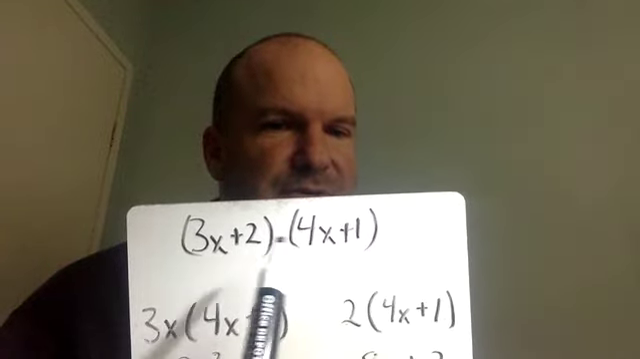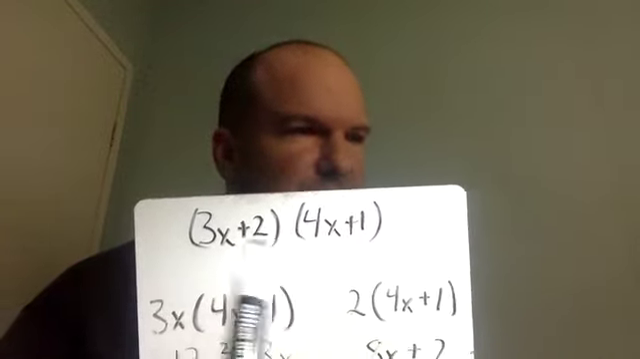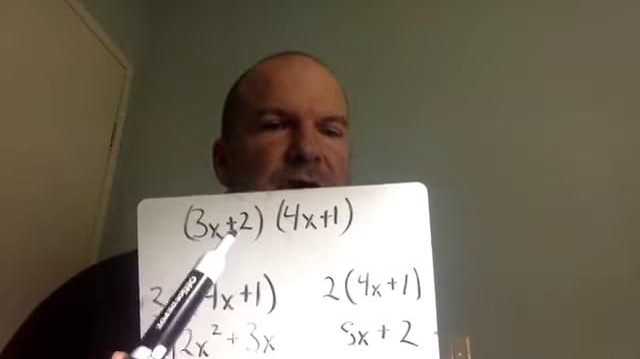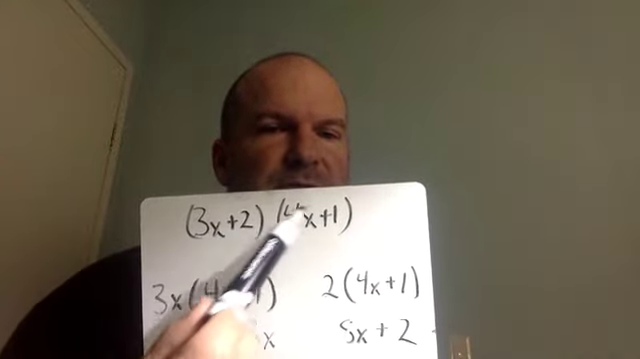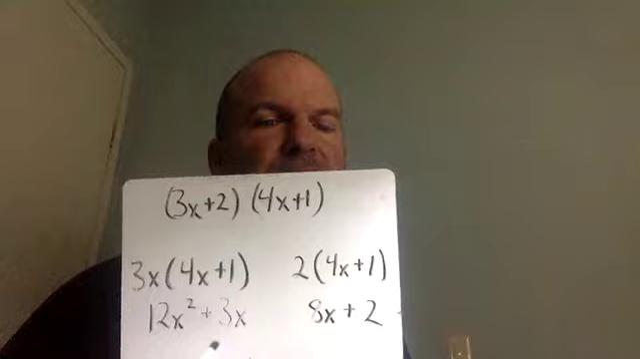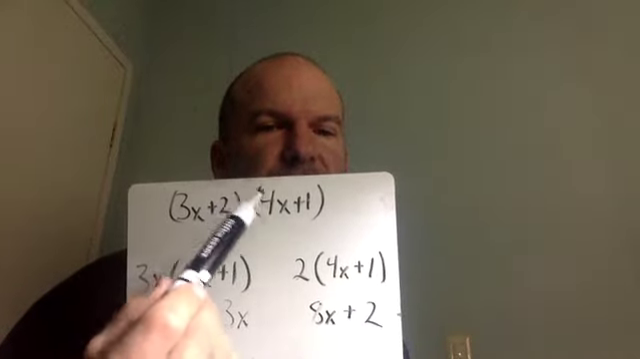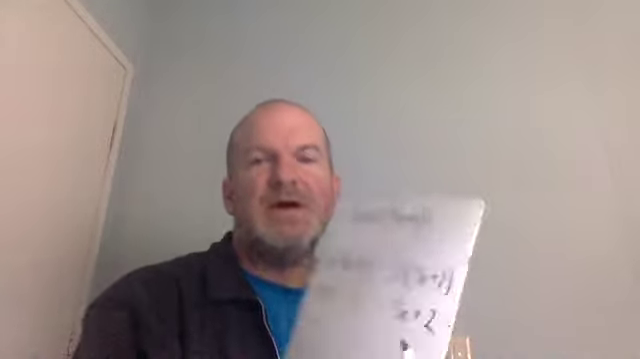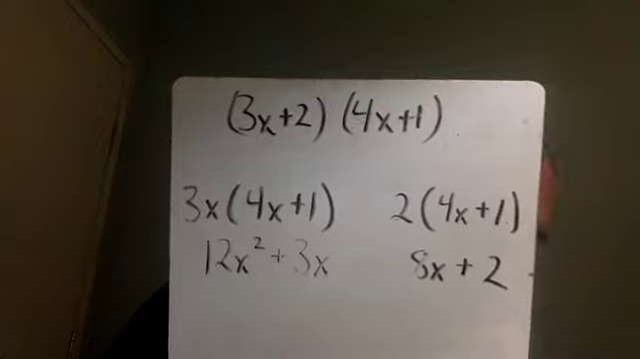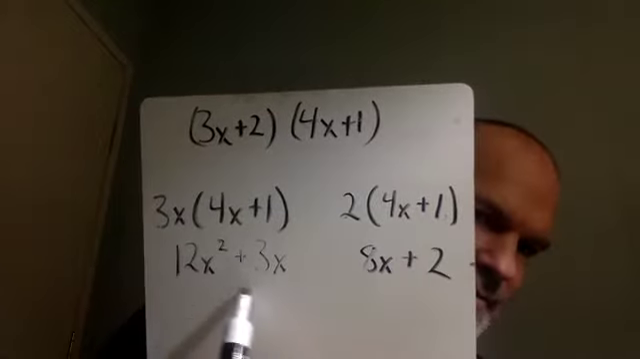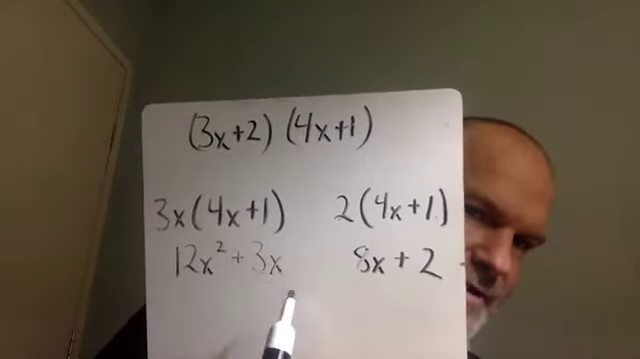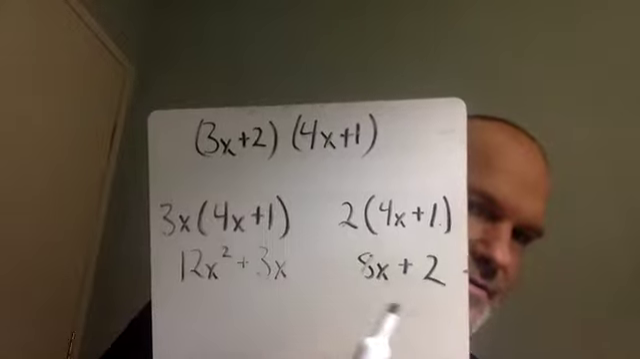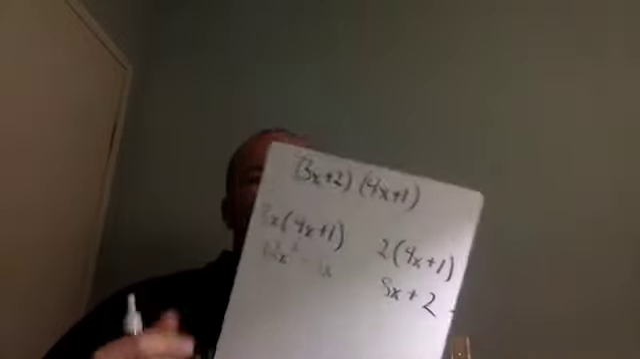And how do you multiply two parentheses together? Well, you just distribute twice. You distribute the 3x through both of those, like we just did here. And you distribute the 2 through both of those, like we just did here. So it's like two problems in one. Now, once you distribute like that twice, you'll end up with four terms, a 12x squared, a 3x, an 8x, and a 2, then you have to combine your like terms.